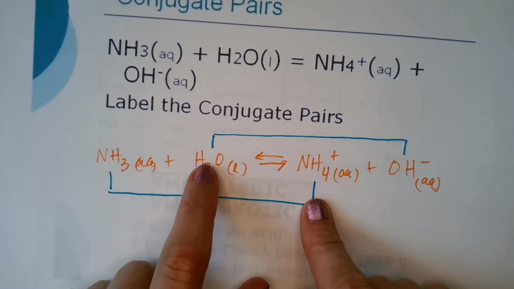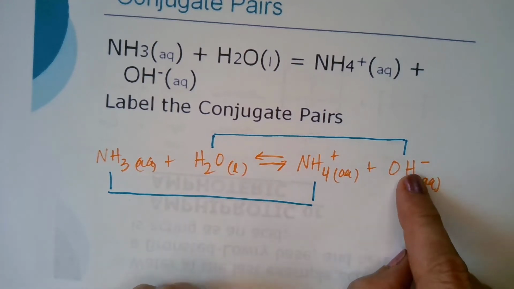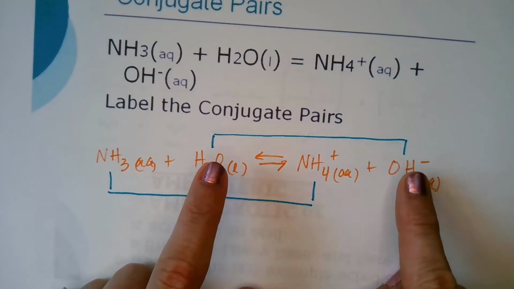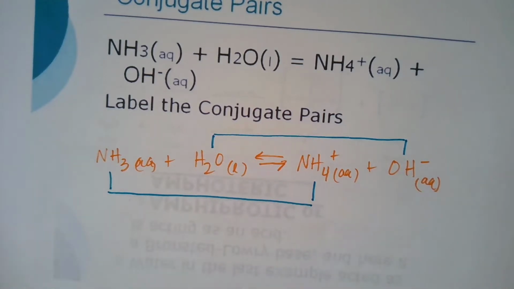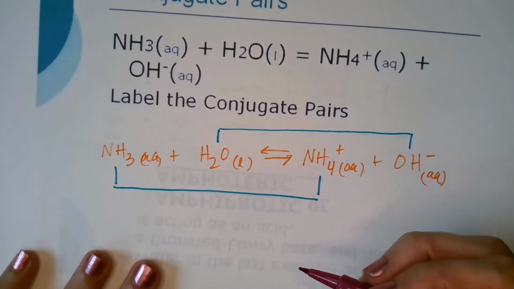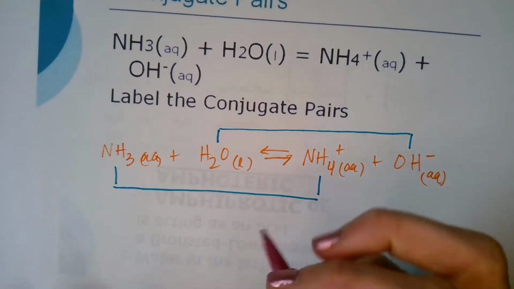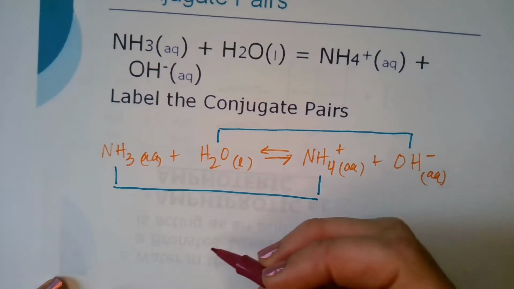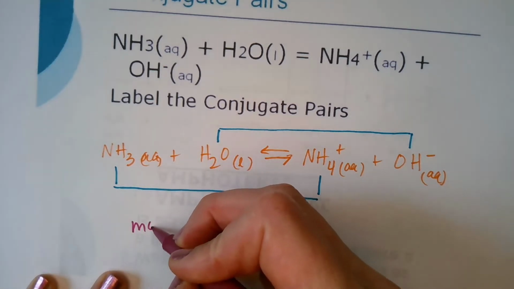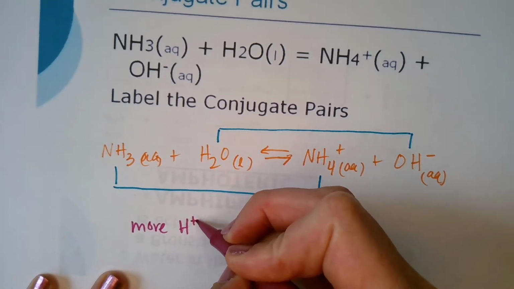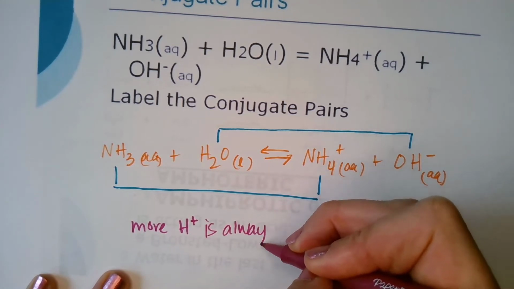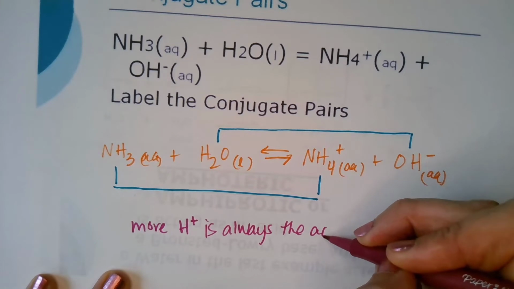Notice we go from NH3 to NH4. So this is a conjugate pair. 2 H's and 1 O versus 1 H, 1 O. Only differ by 1 hydrogen. These are conjugate pairs. And then next, to figure out which one is the acid and which one's the conjugate base, or which one's the base and the conjugate acid, the one that has more hydrogens is always the acid.